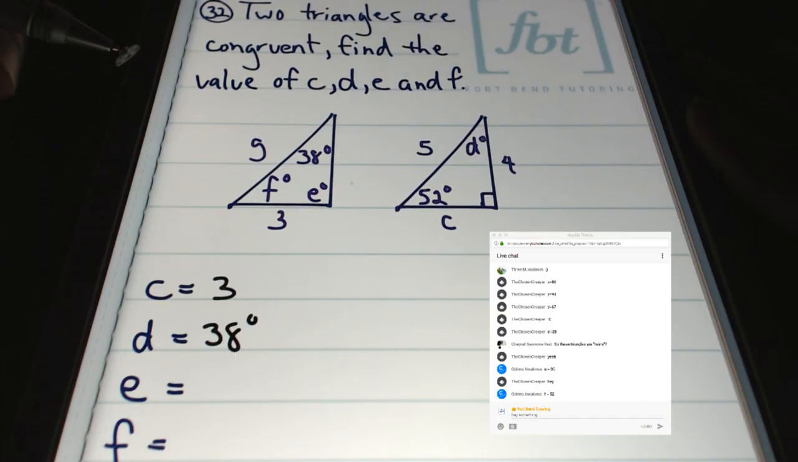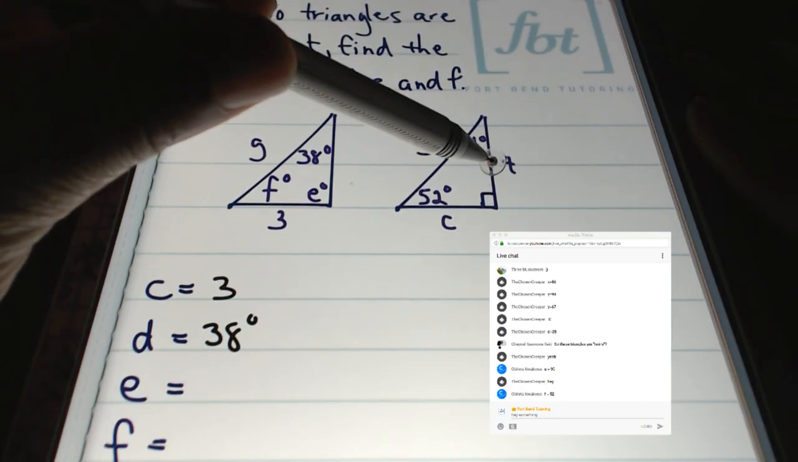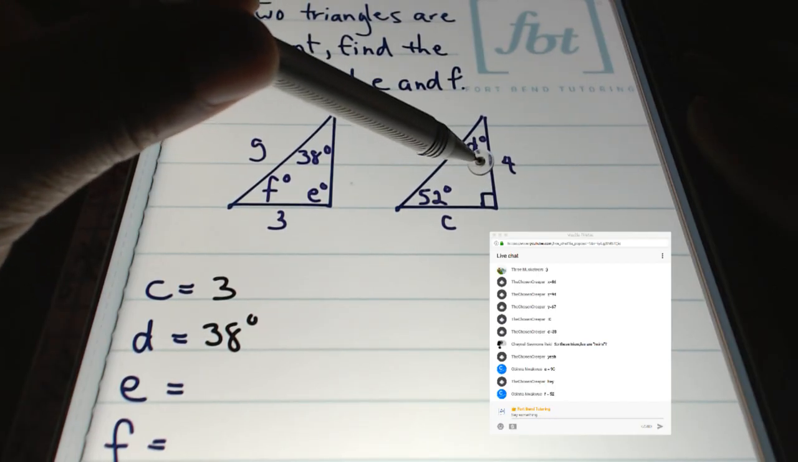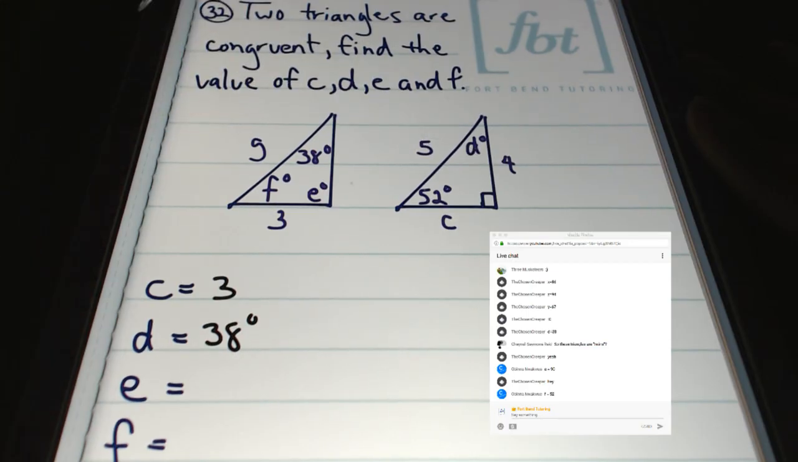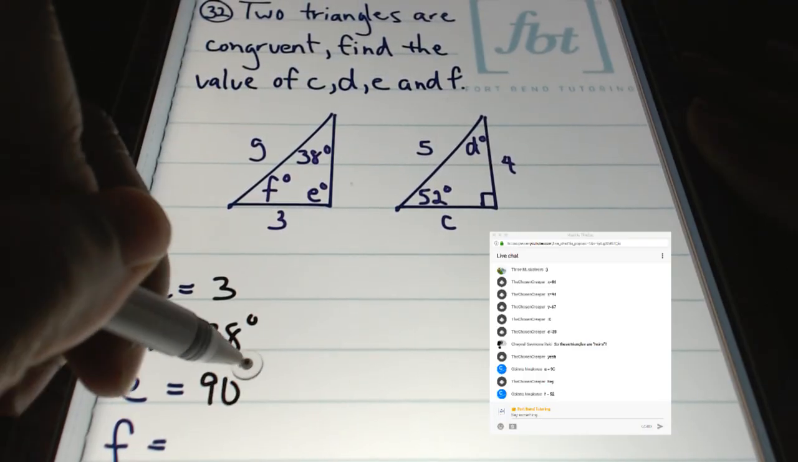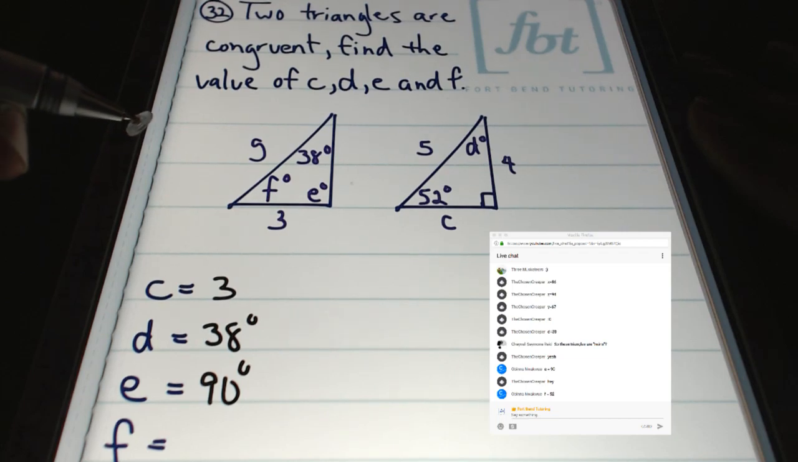What's going on there? And Obina says that E must be 90 degrees. That's correct, because they're showing us with this symbol here that we're dealing with a right angle in that spot, and every right angle is 90 degrees. So since E is in the same location as our right angle symbol, it has to be 90 degrees. Good job, Obina.